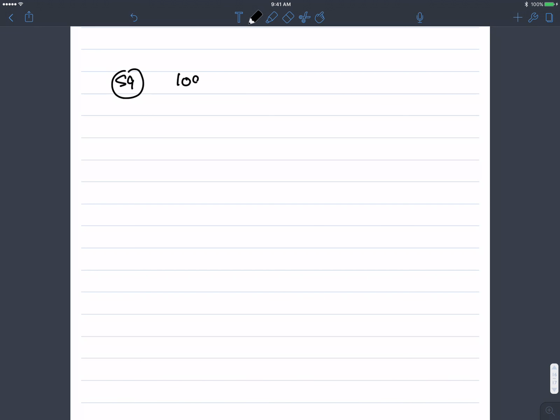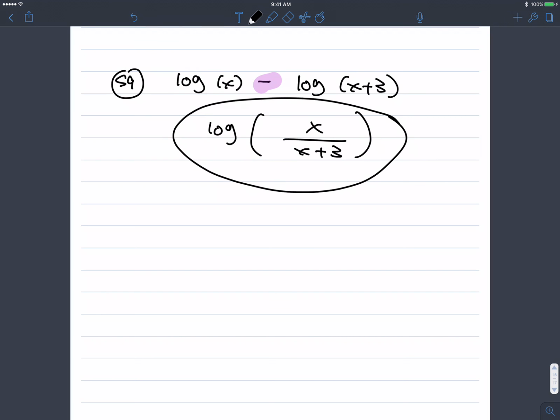59. Log of x minus log of x plus 3. Write as a single log. You've got a subtraction, so we're going to write this as a quotient. Log of x over x plus 3. You're done.